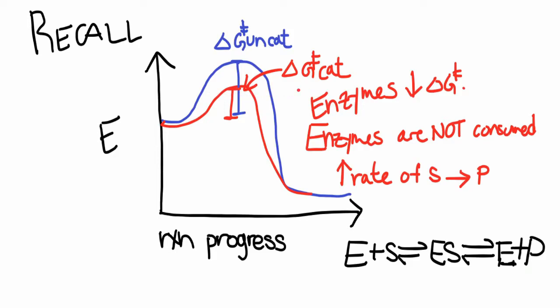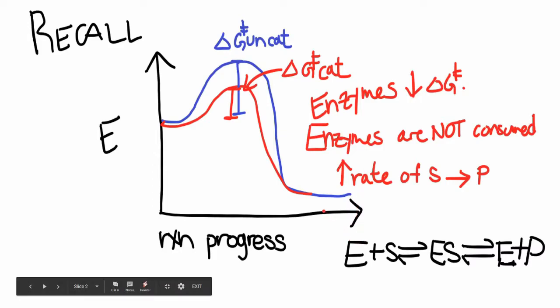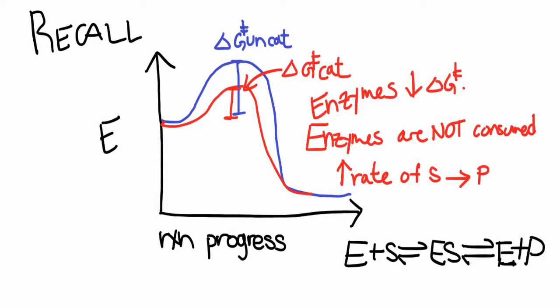So with that being said, we know that enzymes decrease the activation energy, or we can say that enzymes decrease delta G double dagger. They're essentially making that change in the activation energy smaller. Another thing to remember from the first part of the course is that enzymes are not consumed in reactions. So if an enzyme is consumed or used up or somehow permanently changed, it is not a true enzyme. Okay? So enzymes essentially increase the rate of converting our substrate to product by decreasing our delta G double dagger.